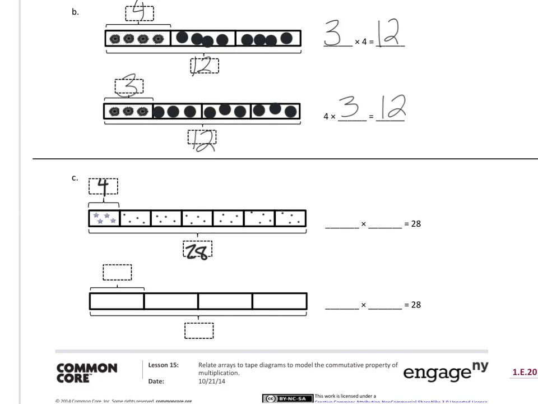Okay, so let's write our multiplication sentence. I have how many sections? 1, 2, 3, 4, 5, 6, 7. 7 times 4 equals 28. Now let's flip-flop it. So if I'm flip-flopping, how many am I going to put in each section this time? Well, I have 4 sections, so there must be 7 in each section.